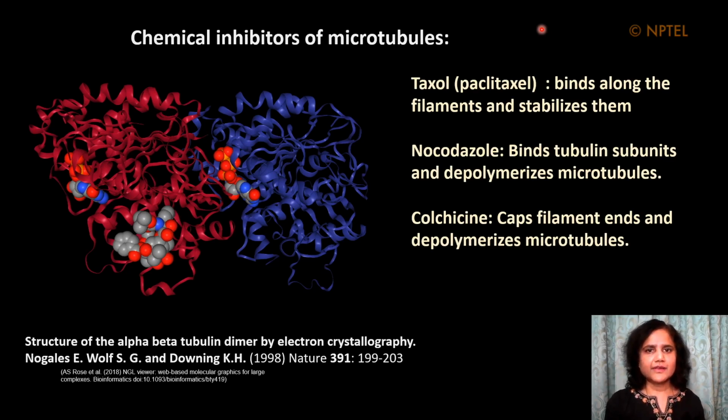Another drug is nocodazole, which we commonly use in the laboratory for synchronizing cells in the M phase of the cell cycle. So this binds tubulin subunits and it actually depolymerizes microtubules. Another drug commonly used is colchicine, which caps the filament ends, and it also depolymerizes microtubules.